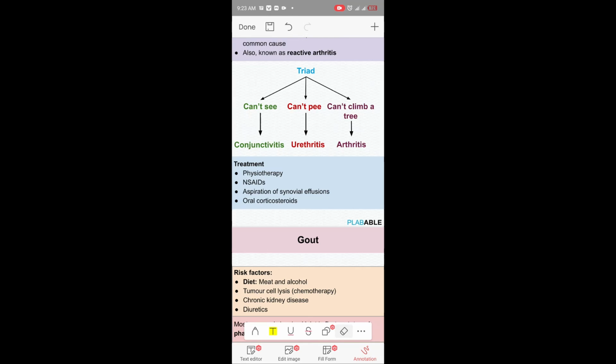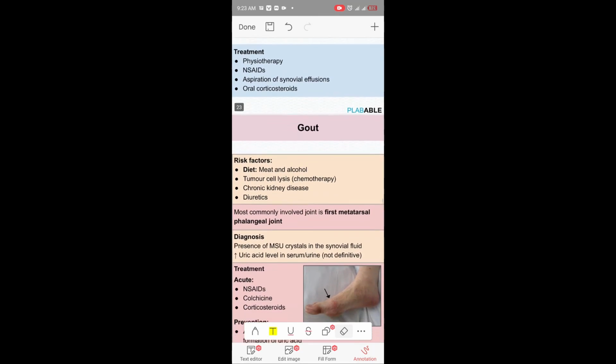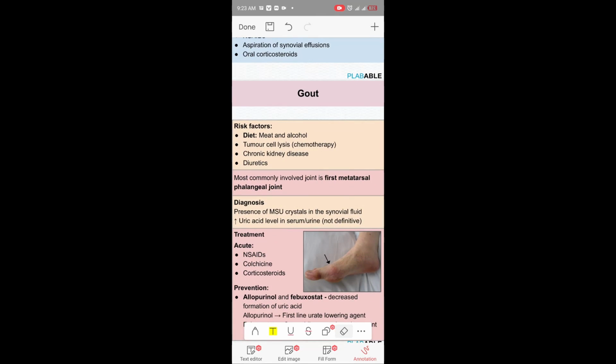Okay, let's go towards gout. Another interesting, important topic, that is gout. Important one. So what is gout actually? This is an arthropathy in which monosodium urate crystals tend to accumulate in your joints, in your synovial fluid.